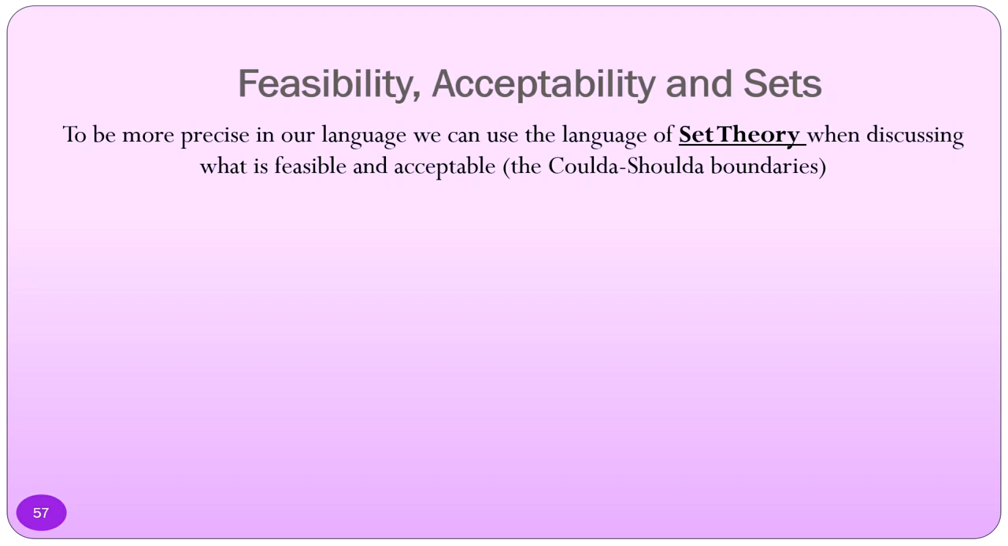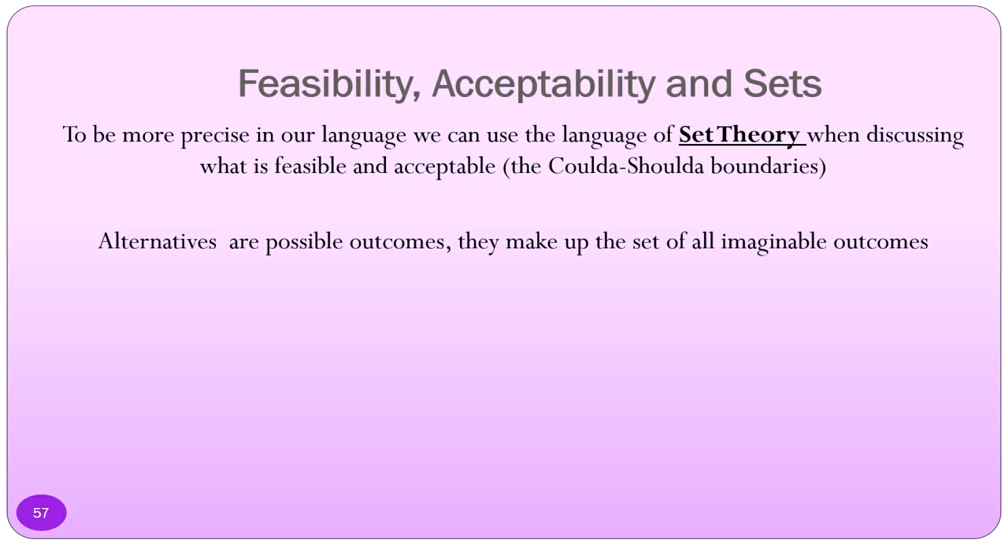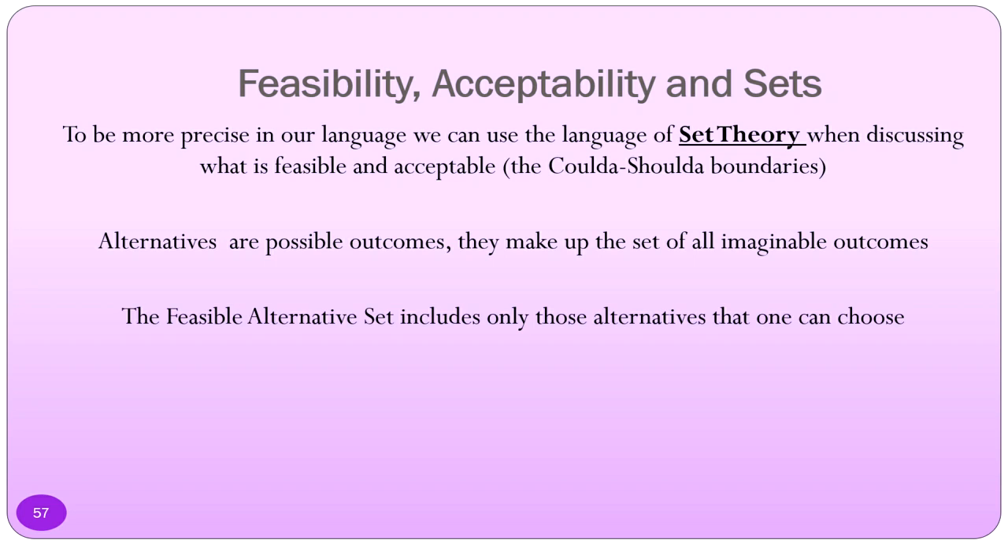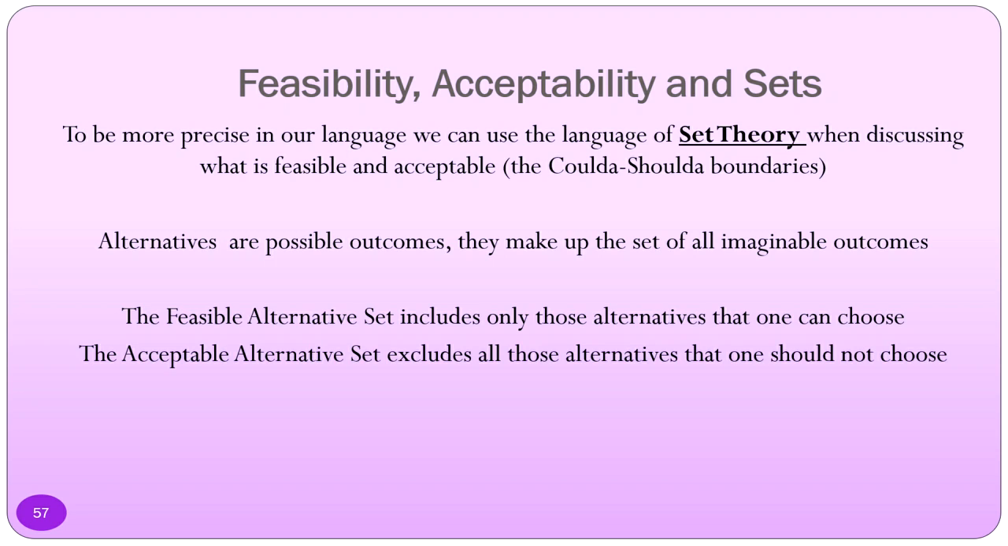Okay, now to get a little bit more technical, feasibility, acceptability, and sets. All right, so to be more precise in our language, we're going to use the language of set theory when discussing what is feasible and acceptable, right? So the coulda, shoulda boundaries, right? So alternatives are possible outcomes. They make up the set of all imaginable outcomes. The feasible alternative set includes only those alternatives that one can choose. And the acceptable alternative set excludes all those alternatives that one should not choose.